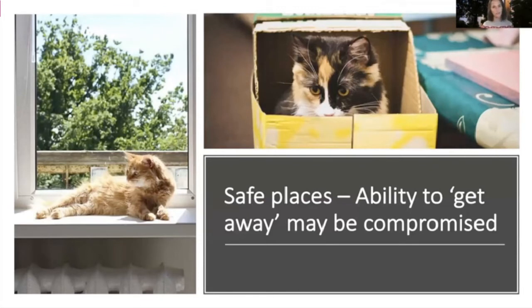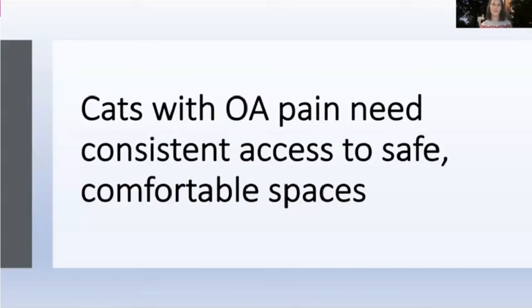When cats are less able to maneuver as well, less able to jump up, less able to quickly go up the stairs, their ability to get away may be compromised, right? Whether that's from another cat or from a child who's toddling after them or from the new puppy, that ability to get away is compromised, and that increases stress, which then feeds back into that stress, fear, and pain cycle. So cats with OA pain need consistent access to safe and comfortable spaces.